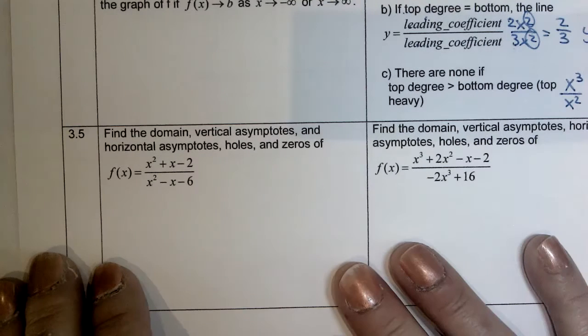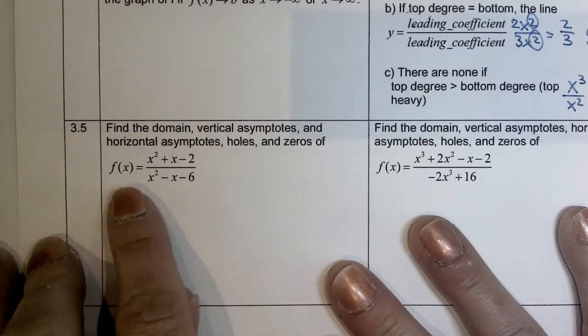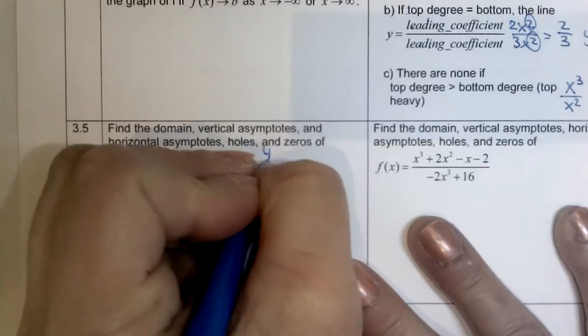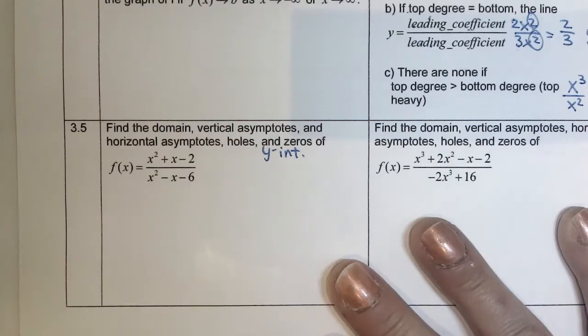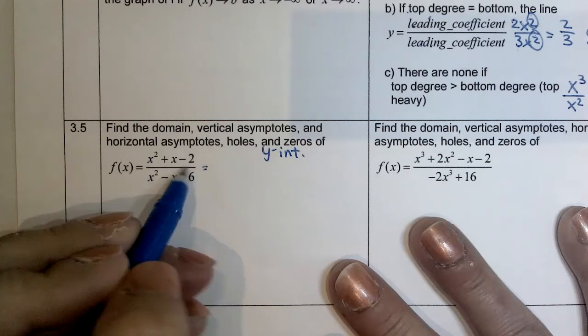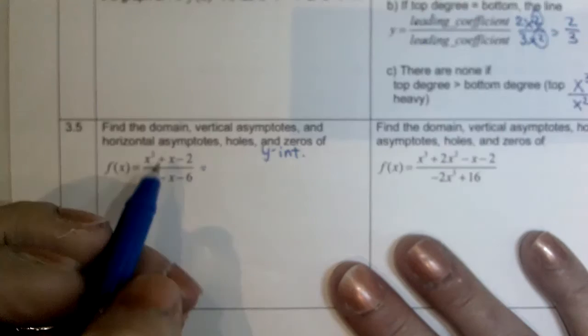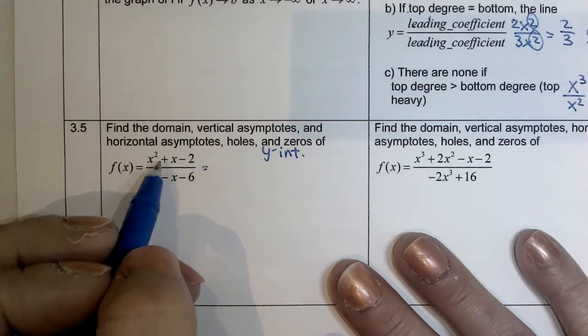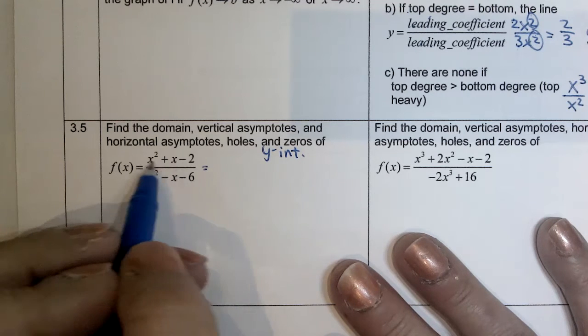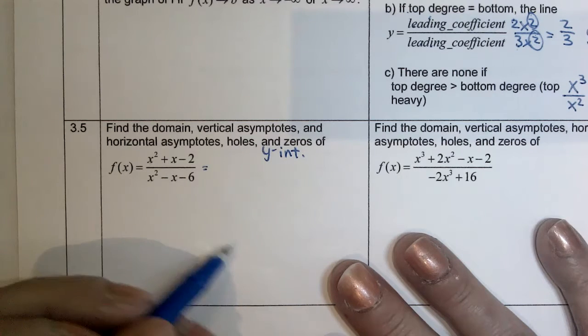So this one says find the domain, vertical asymptotes, and horizontal asymptotes, holes and zeros of this. And we're also going to add in there the y-intercept, because that's important to be able to find. So the very first thing I'm always going to do is look at the numerator and the denominator separately. Okay? And then I'm going to see if there's a greatest common factor. There is none. Okay? X squared plus x minus 2. I can't take anything out of it.